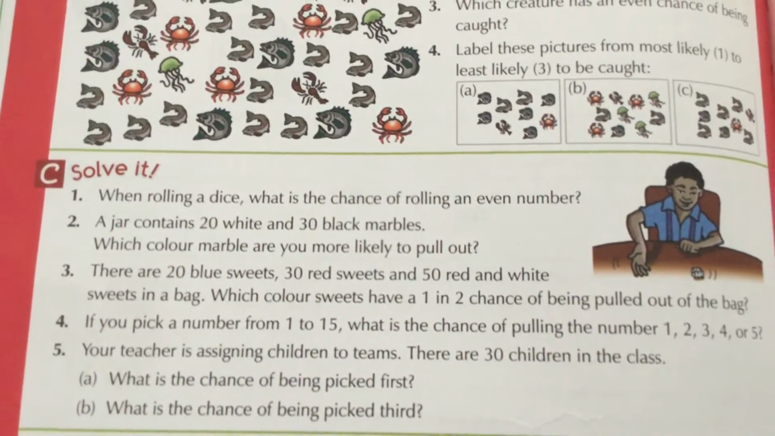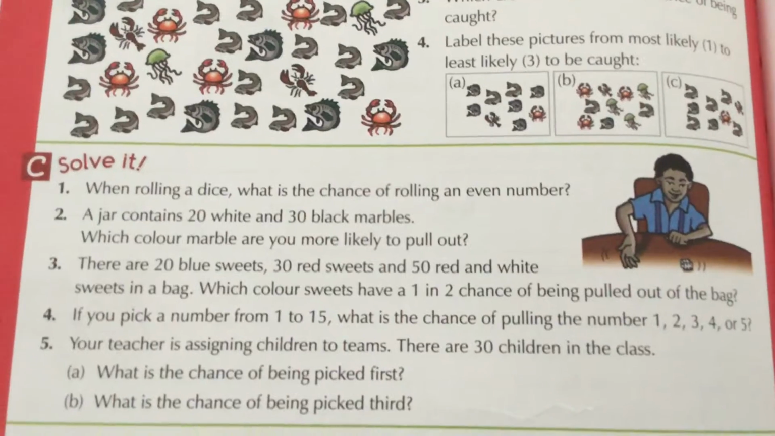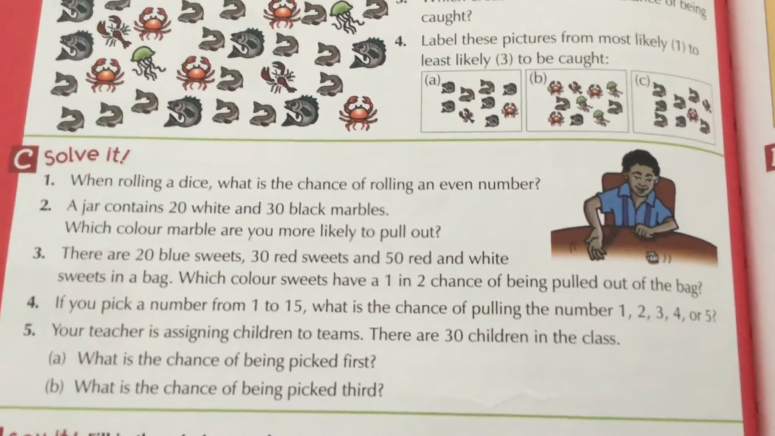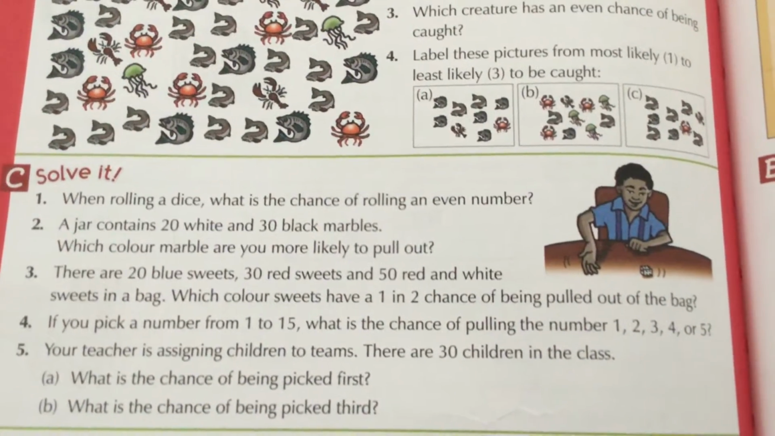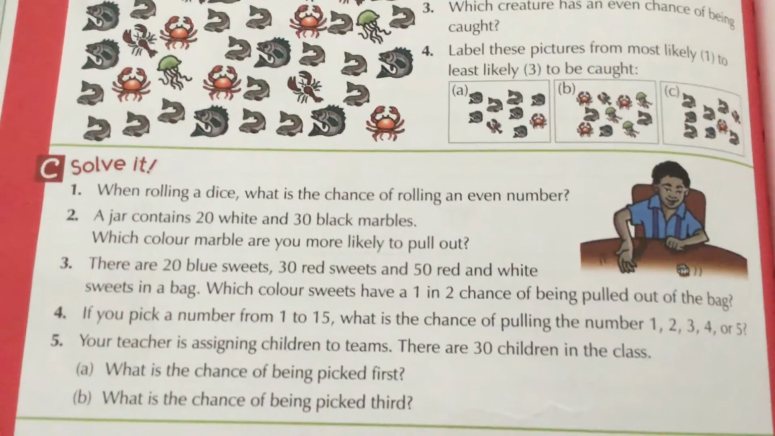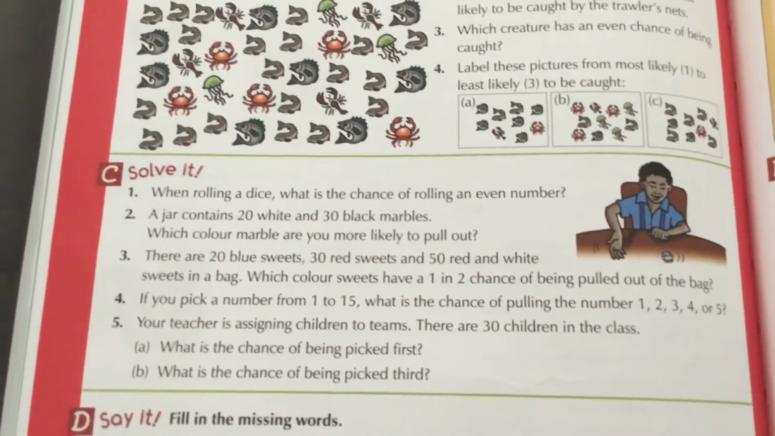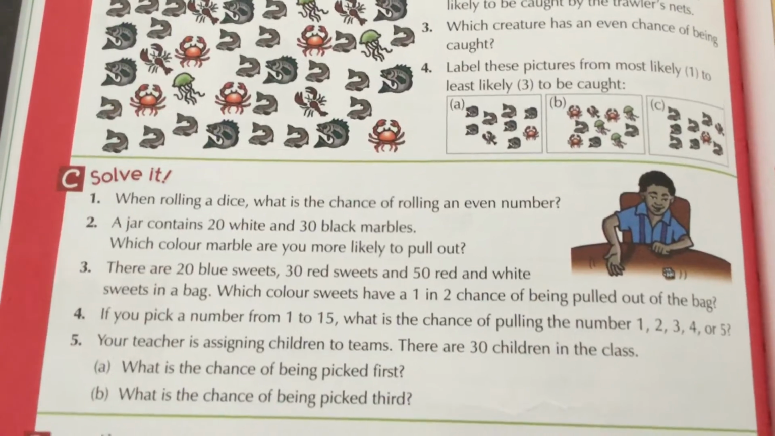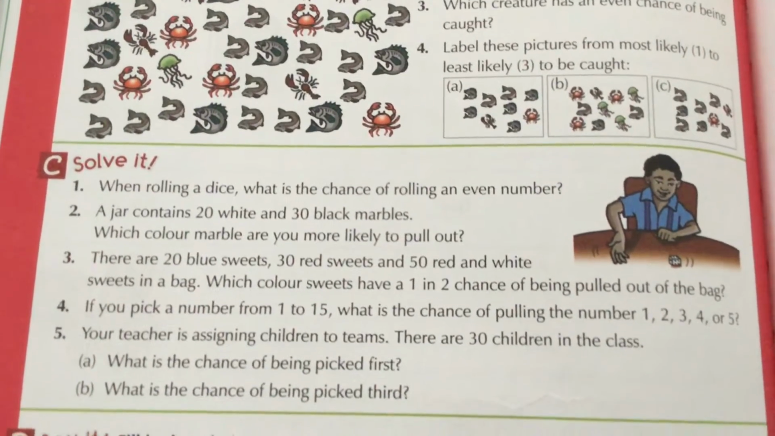Those sweets called again? Oh, I loved them as a child. Your parents might remember. Well, some of your parents might remember. Which colour sweets have a 1 in 2 chance of being pulled out? They also added them in black and white. Anyway, what were they called? 1 in 2 chance of being pulled out of the bag. That's going to annoy me all day now.